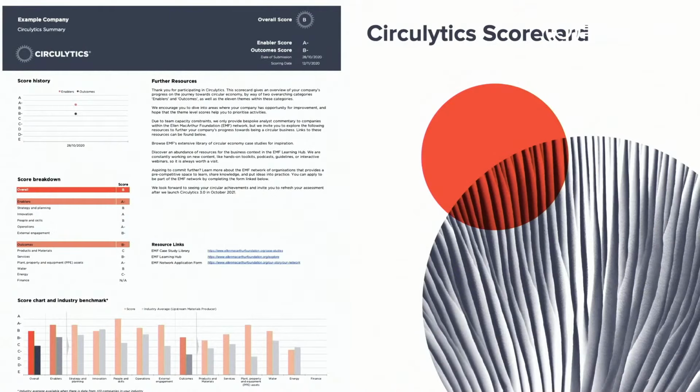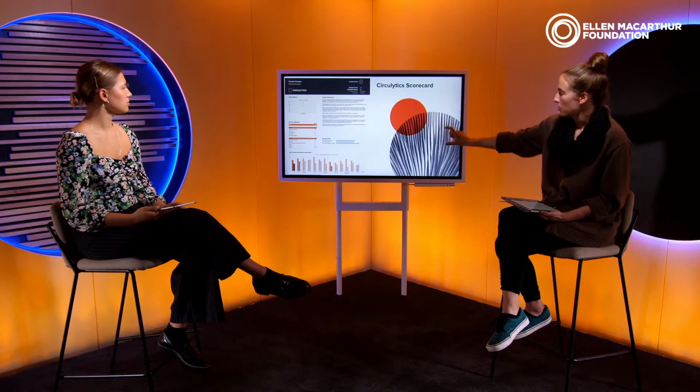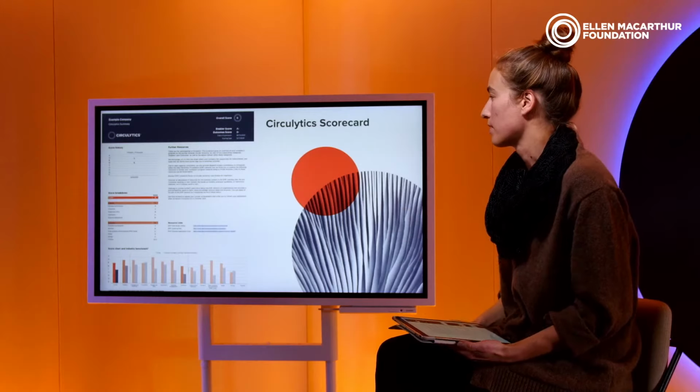So it's a one-page scorecard that features the overall score at the top right and then going counterclockwise, there's also a score history when the company has completed the Circulytics assessment more than once in a row. You can see how you're progressing. There's also a score breakdown by theme. So for each of the themes, the company can see perhaps where their strengths are or where they need to improve. And then at the bottom of the scorecard, we have the benchmark.